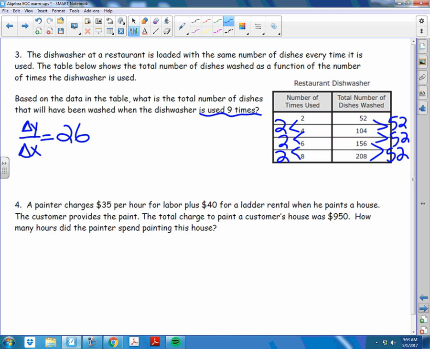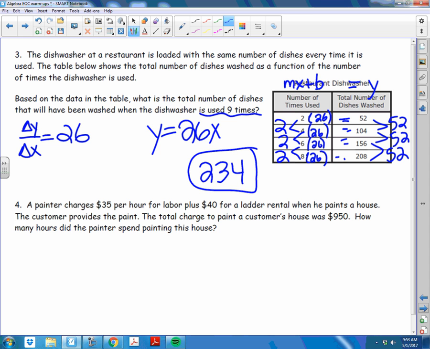Now, you need to find out if there's a y-intercept. That's very, very important. Does anybody know the fastest way to find out if there's a y-intercept, like a b value, when you write the equation? Tristan? You could. What you could also do, remember we talked about the fact that y equals mx plus b? Really quickly, just multiply everything times your slope. And what do you find? It's equal to your y value, which means there's no b value, right? So that means your equation is basically y equals 26x. Plug in 9 into x, and what do we get? 234. Any questions on that?